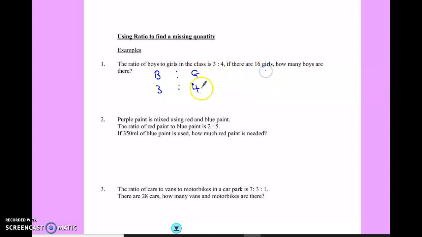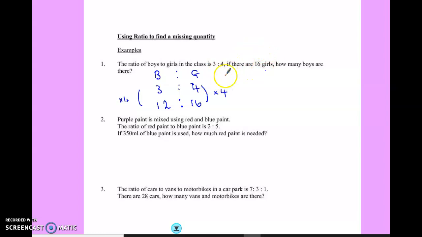There are 16 girls, so I can put the 16 underneath the 4. And then I'm just saying I've gone from 4 to 16 times by 4. So I can do the same here, and we get 12. This isn't the only way of doing this. It's my preferred way of doing it, but it isn't the only way.